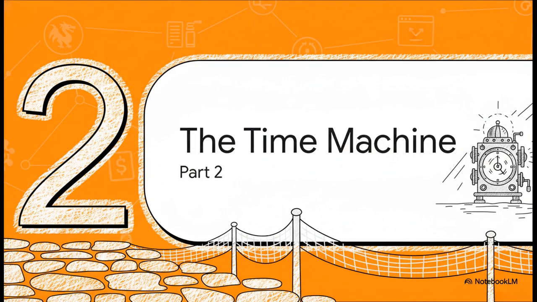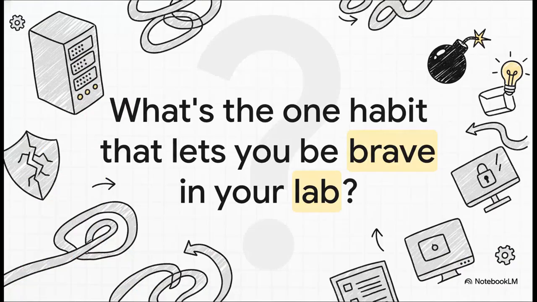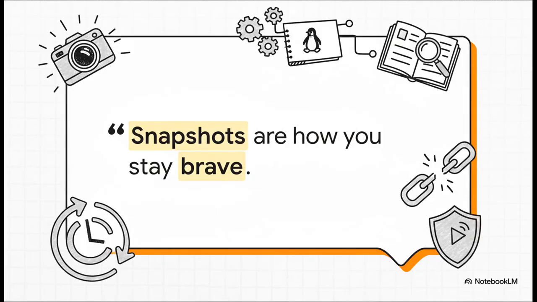Part 2, the lab's time machine. Okay, our foundation's solid, we've got our hypervisor, we've got our networks, now we need a safety net. This is all about building a time machine for your lab so you can experiment without fear. So let me ask you this. What's the one thing, the one single habit that lets you be truly brave in your lab? The thing that gives you the confidence to run that sketchy exploit you know might just break everything? That's it, snapshots.